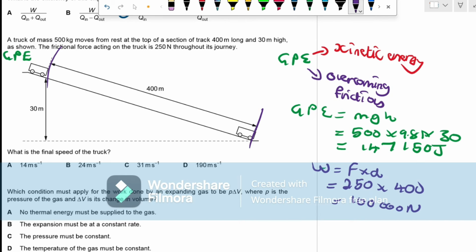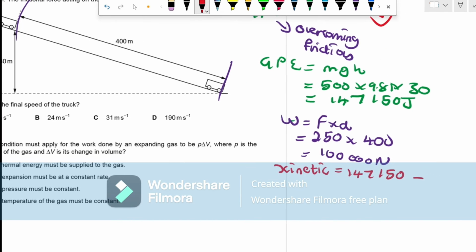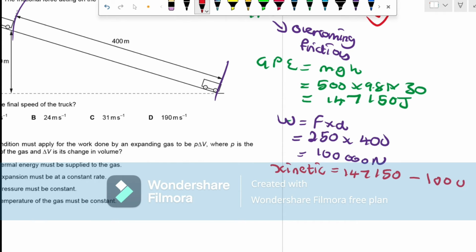So where is the rest going? The rest is going in providing kinetic energy. So it means that my good old kinetic energy is going to be 147,150 subtract 100,000. Then that's going to give me 47,150 newtons.